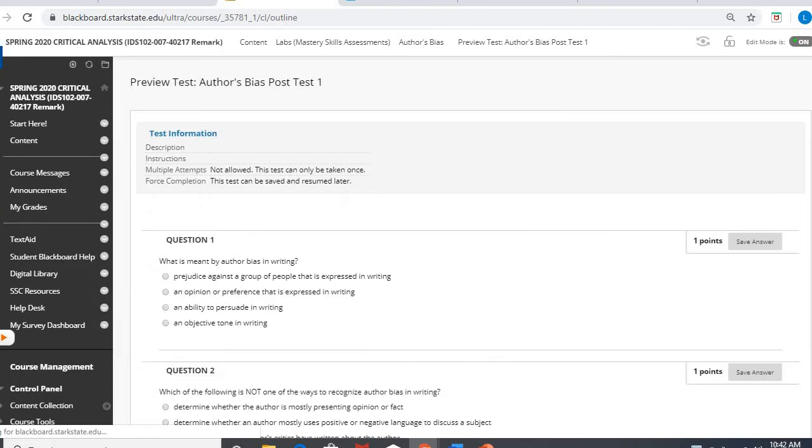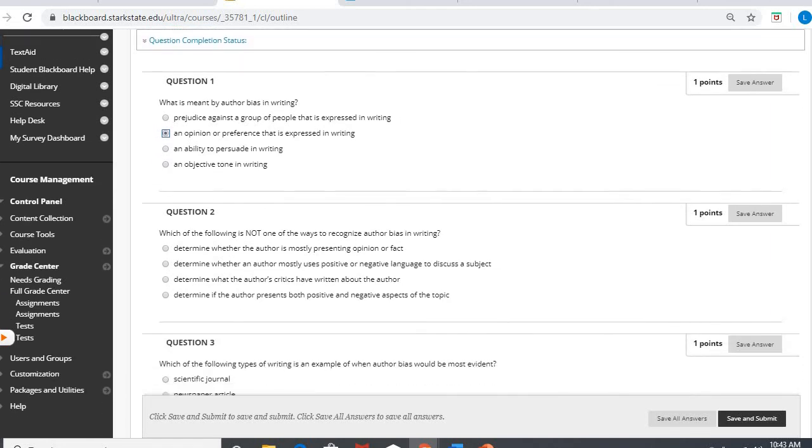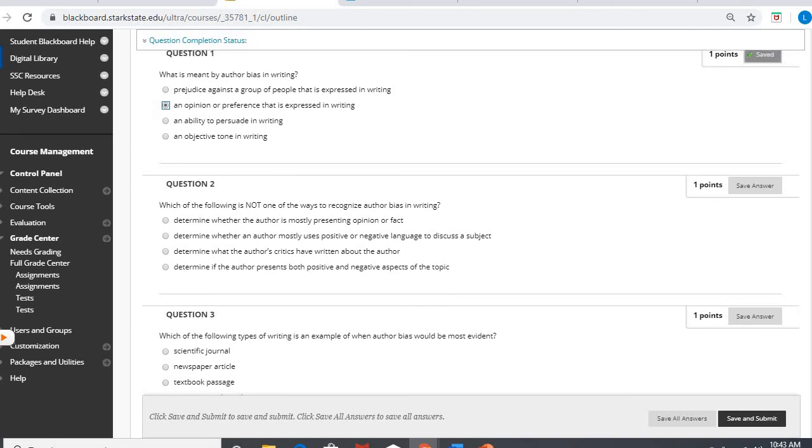Here we go. Question 1, what is meant by author bias in writing? So as discussed in chapter 8, bias simply means that an author is expressing their opinion or preference. They are letting you know how they feel about a particular topic, either good or bad, and they'll use words to reflect that.